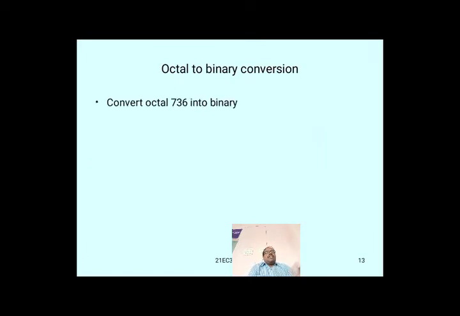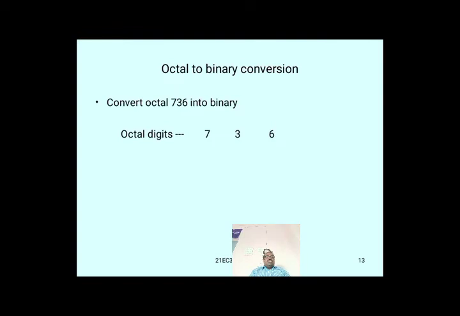Next, convert octal 736 into binary. Already we learned decimal to octal and octal to decimal. Today we learn about octal to binary conversion. Here I have taken the octal number 736. You want to convert that 736 into binary values. We already know that binary values are zeros and ones. We have made a table also for 0 to 7 values.